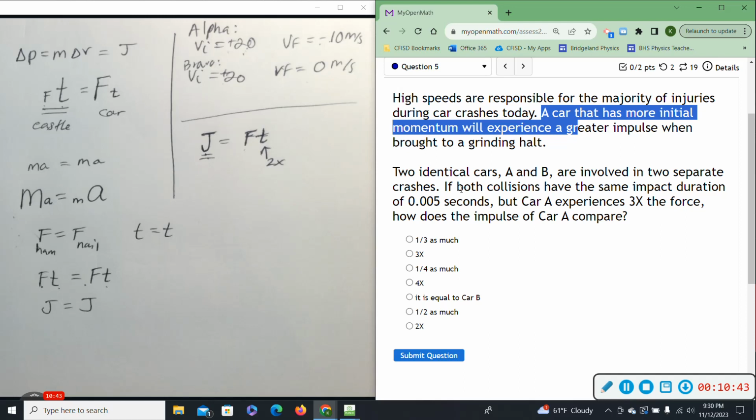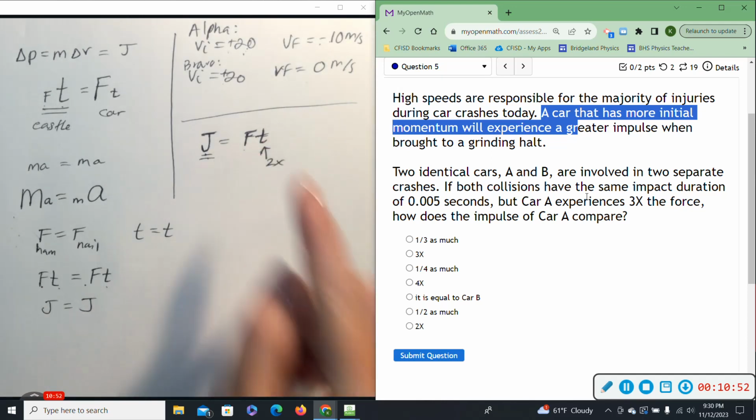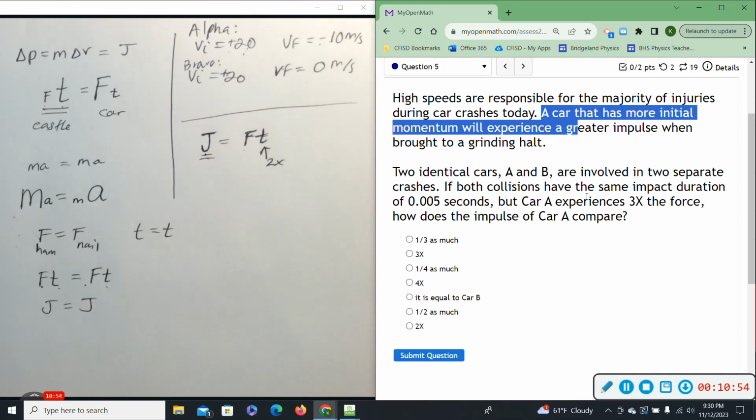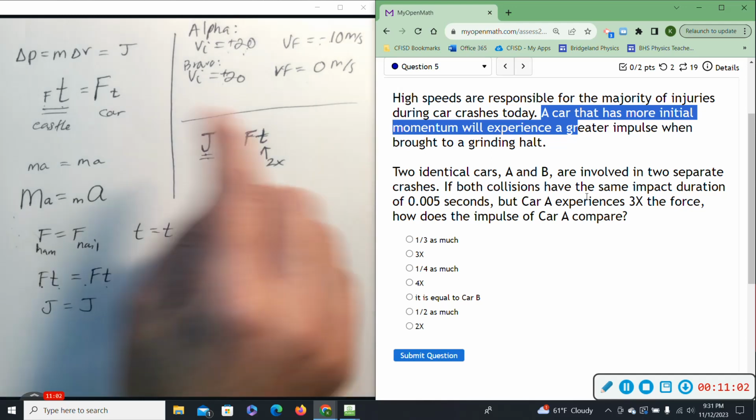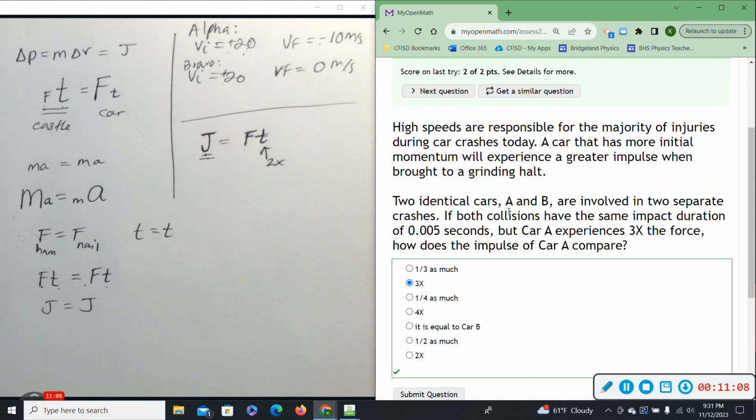And we have these two separate crashes, and it tells us they take the same amount of time, but one of them has more force. So automatically, if they take the same amount of time, but one of them has more force, they're not going to have the same impulse. And so it wants to know how the impulse of car A compares if it experiences 3 times the force. Well, if the time is the same for both, but you have 3 times the force here, then of course you're going to have 3 times the impulse, because force and impulse are directly proportional to one another.